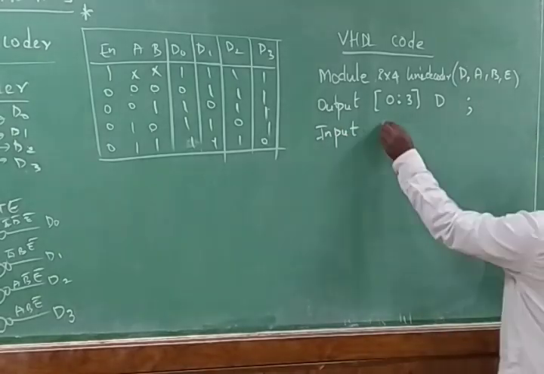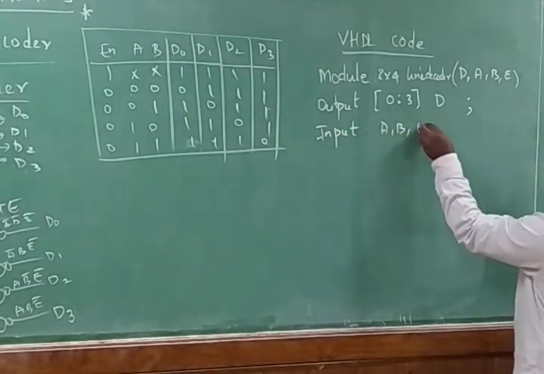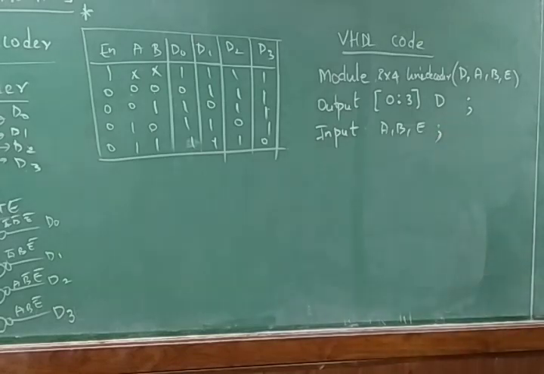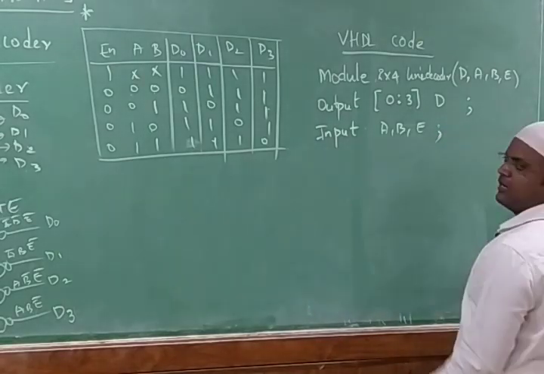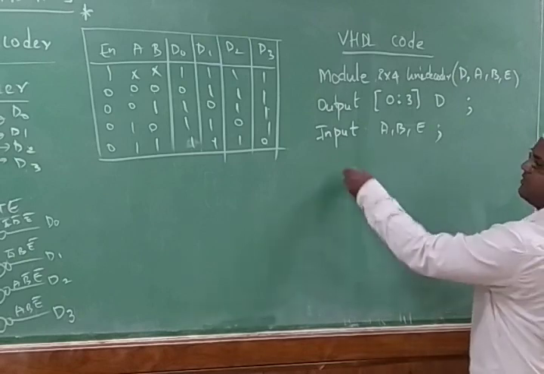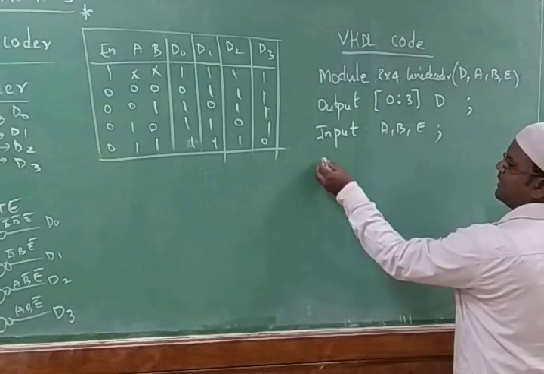Input, what are the input names? A, B and enable, right? So are we using any wires? You can write the wires also if you want to design it, or else you can write directly. So how many NOT gates did we have?